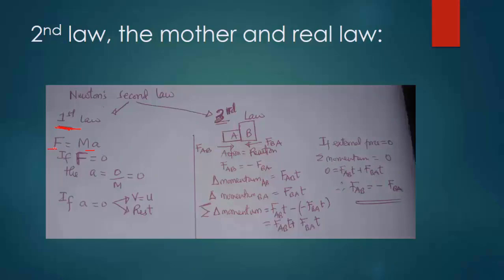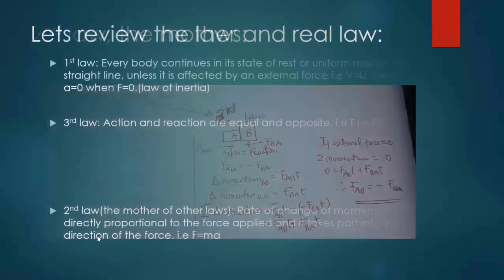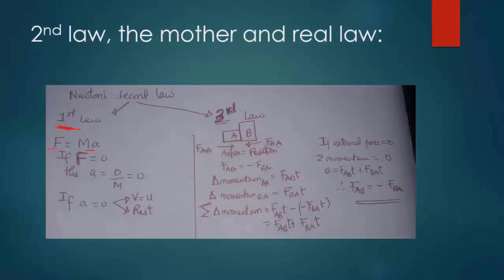So given the second law, F is equal to ma, according to the first law, it says unless it is affected by external force. So this force in the second law they are speaking about is the external force. Okay, force applied is the external force. So if F is zero, according to the first law, external force is zero. You can see from here that if F is zero, acceleration will also be zero, because mass is a constant number. We know that a is equal to zero divided by mass. So eventually acceleration will be zero.